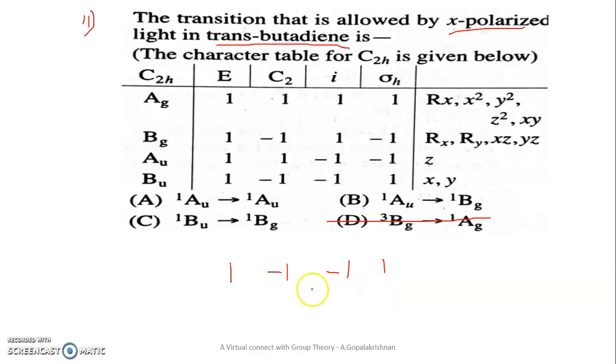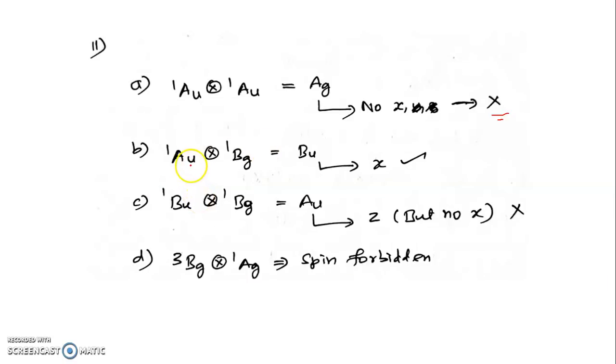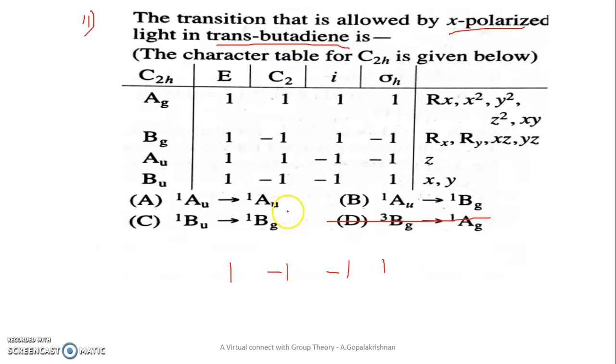Now see the characters, these characters correspond to the BU irreducible representation, right? So the direct product of AU and BG is equal to BU. Now see the character table, along BU in the third column we have X as well as Y. So this second transition, AU to BG, is allowed by X polarized light as well as by Y polarized light. Since the question is asking about X polarized, this is the correct option.